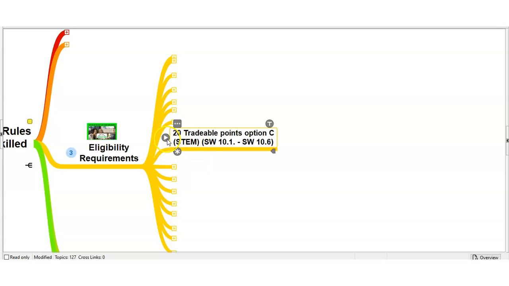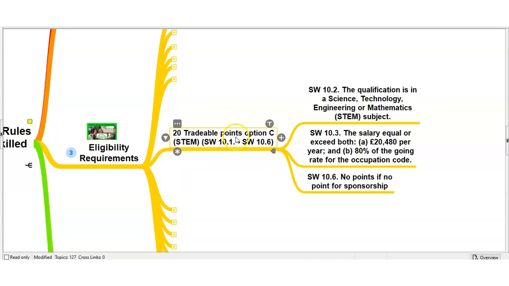So 20 tradable points will be for option C, and I call this particular option STEM 1. So you will get 20 tradable points if your qualification is in the science, technology, engineering, and or mathematics subjects. Your salary will need to be above £20,400 a year. It has to be at least 80% of the going rate for that particular occupation, and no points if the sponsor has not scored the points for the sponsorship.